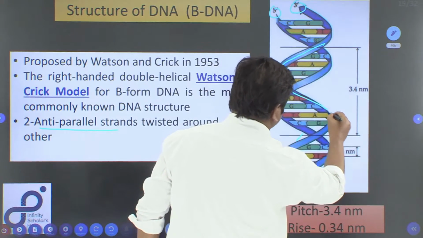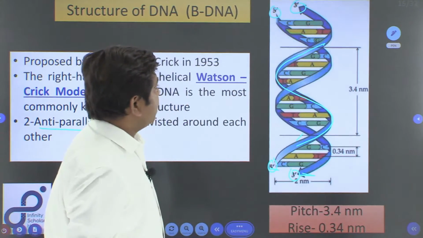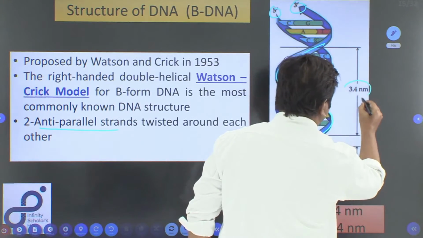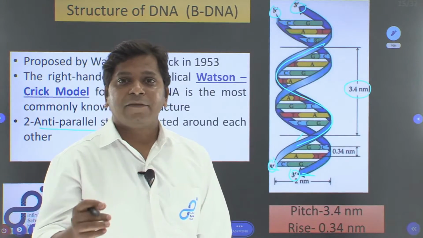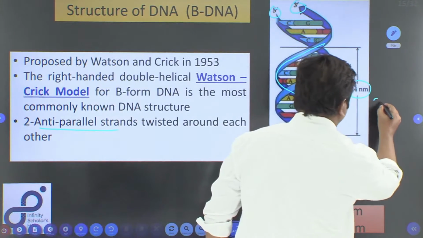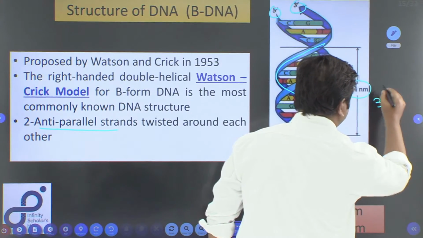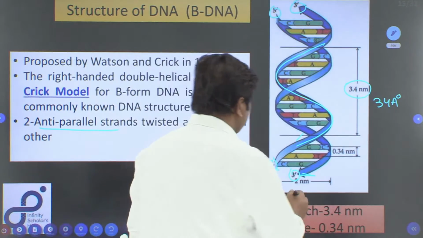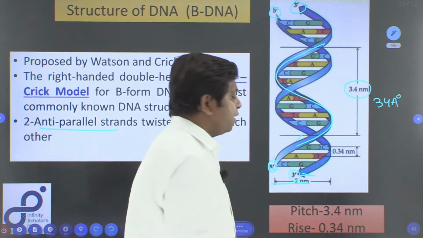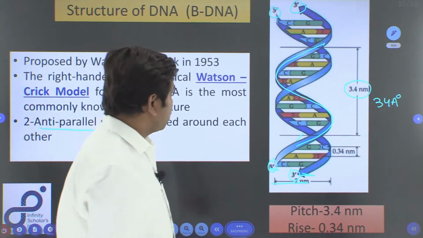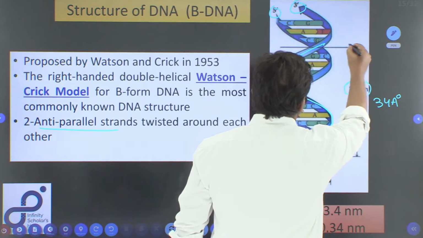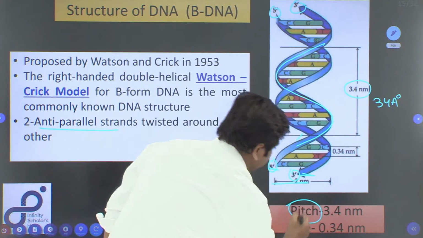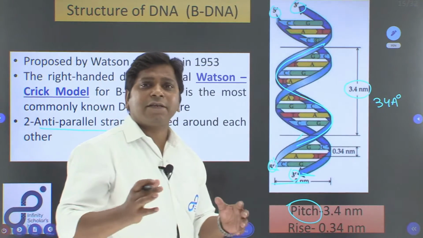when it takes each turn, suppose this is a complete turn, the distance that it covers is around 3.4 nanometer, and if we convert that value in angstrom, this is going to be 34 angstrom. The question can come both in the form of nanometer as well as angstrom. So, remember both the values. And the width between the 2 strands is around 2 nanometer or 20 angstrom. The distance which is covered by one turn is called a pitch. So, the pitch of DNA is going to be 3.4 nanometer or 34 angstrom.